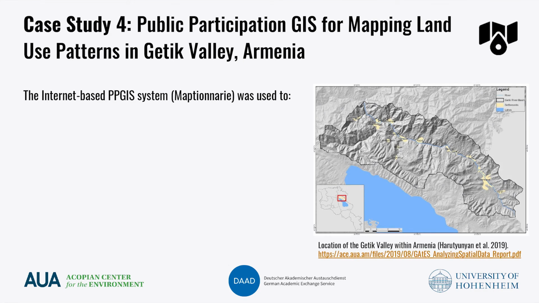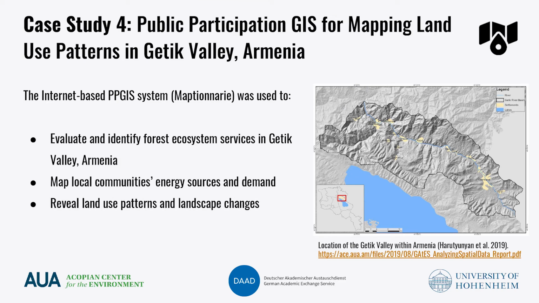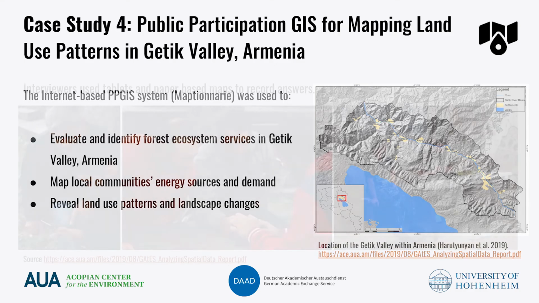Case Study 4. Public Participation GIS for Mapping Land Use Patterns in Gedik Valley, Armenia. The internet-based PPGIS system, Maptionaire, was used to evaluate and identify ecosystem services provided by the forest in Gedik Valley, Armenia. Information on land use patterns and landscape changes of the area were mapped, and local community energy sources and demand were recorded. The questionnaire contained open-ended and multiple-choice questions, and used draw buttons to allow participants to draw a polygon or place a point of significance.